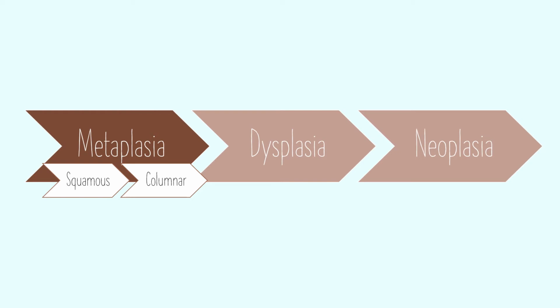Metaplasia is the change in one differentiated cell to another. Then dysplasia will occur, which is the change to abnormal cells, and finally a neoplasm or new growth. This is the process that continuous acid exposure does to the oesophagus. It changes from squamous cells to columnar cells, and this is what we call Barrett's oesophagus.